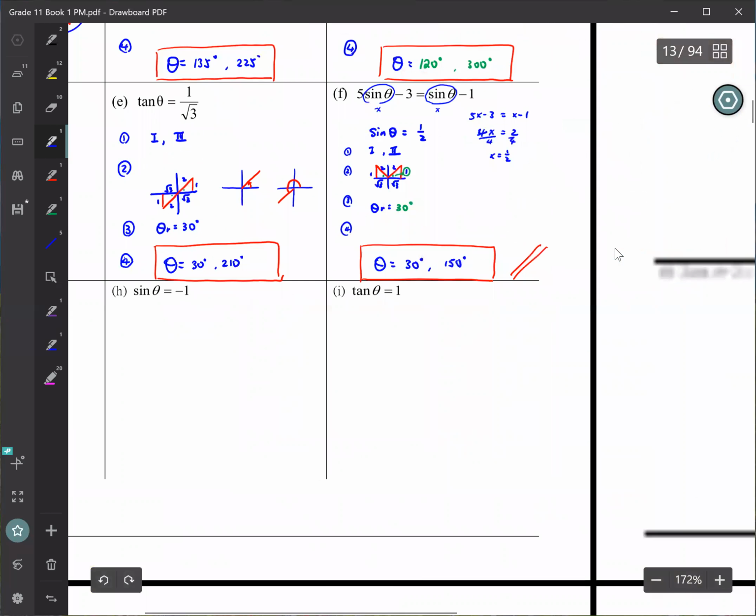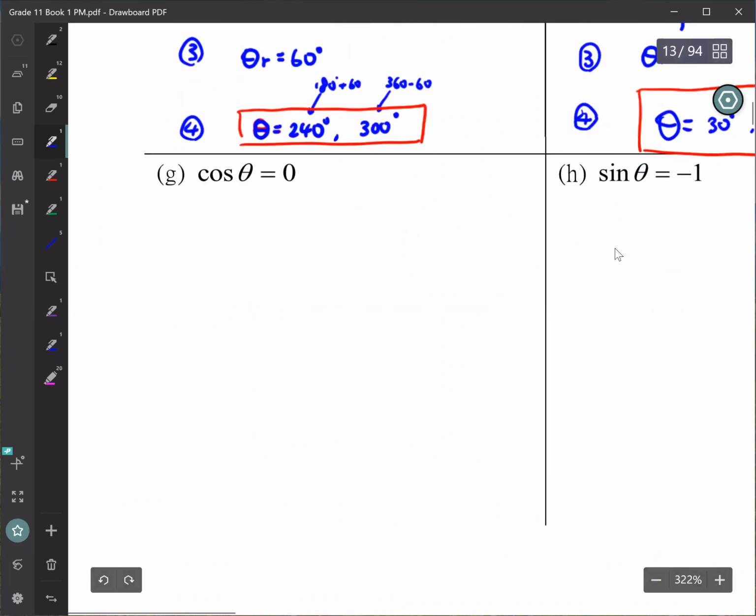So for example, cosine theta has to be 0, okay? Remember, the 0 is not an angle. This is your ratio, okay? So you don't follow the 4 steps, because this one is not inside a quadrant, okay? It's on the axis. So then you start by thinking about cosine, right?